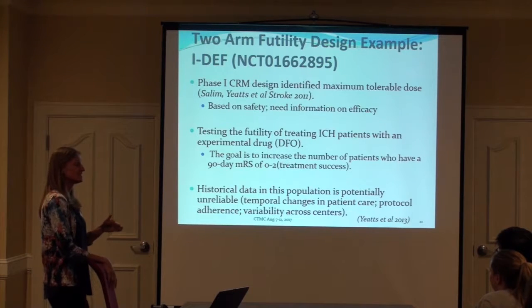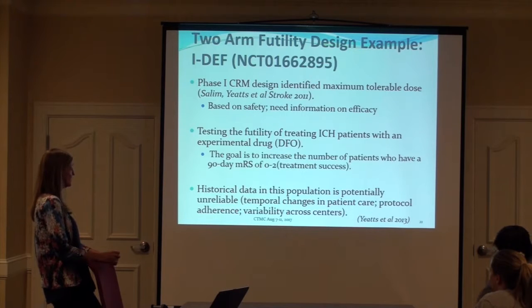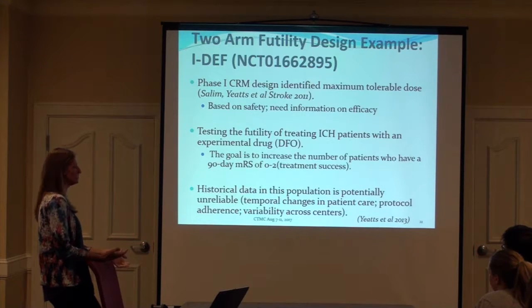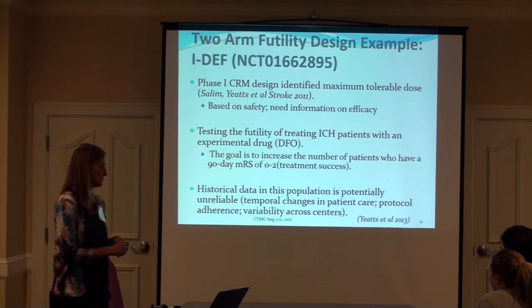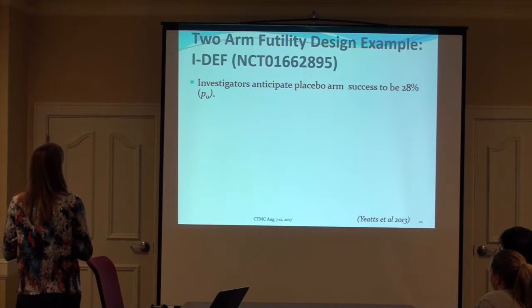So the next phase that they put in a grant for was to actually test for futility before they go any further. They're testing the futility of treating ICA patients with an experimental drug, naproxamine. The goal is to increase the number of patients who have a 90-day MRS of 0 to 1, so we're looking at treatment success. They did have historical data in this population, but they knew that it was potentially unreliable. So this is why they're doing the 2-arm futility study. And Sharon has a nice paper on the design. I provide the references at the end of the slides.